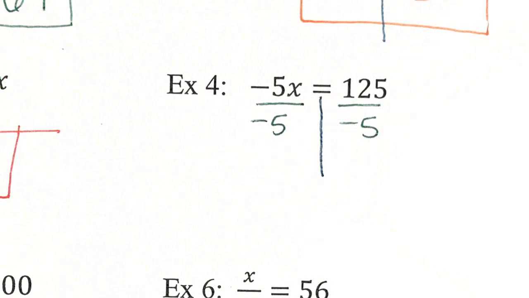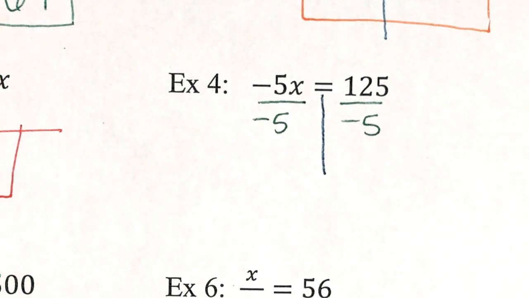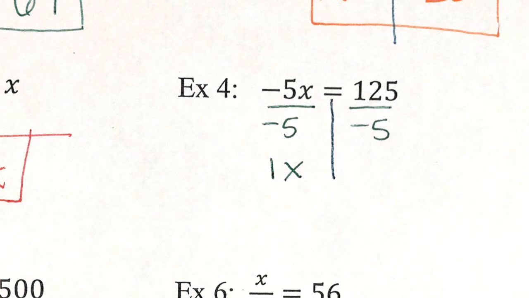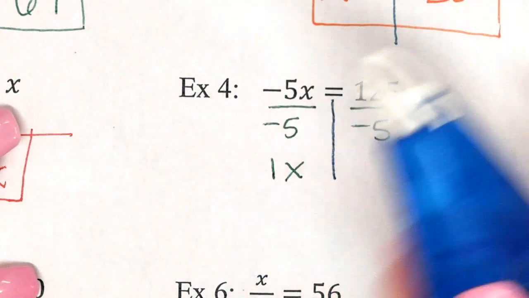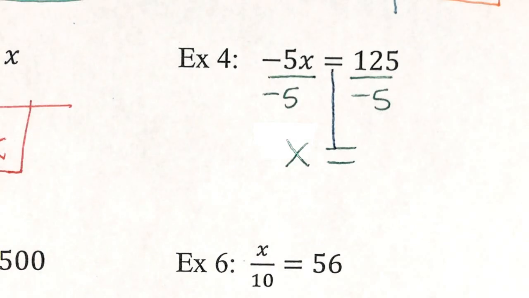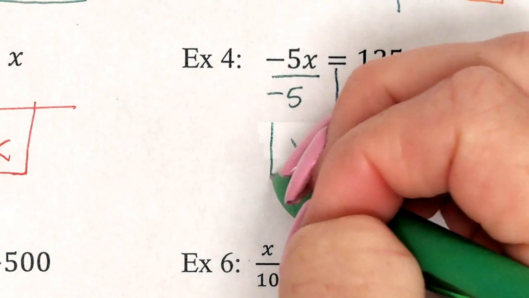Why is this going to work? And I'm going to explain. What is negative 5 divided by negative 5? Anything divided by itself is 1. I now have 1 times x. What is 1 times x? We learned this last week. Just x. So is the x by itself? Yes, so I don't even have to write a 1 right there. I can if I want to. I can just write x equals. So when you divide a number by itself, it becomes a 1, and 1 times x is x. That's why it works. What is 125 divided by negative 5? Negative 25.